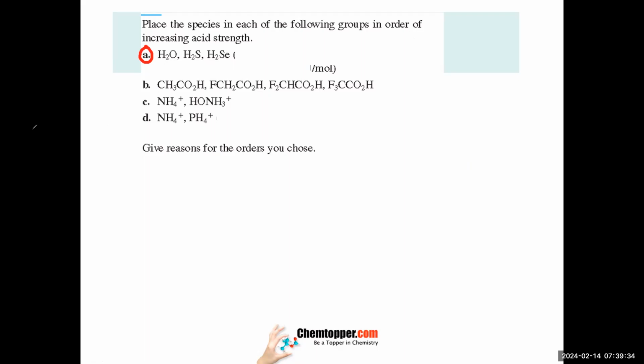They are non-oxoacids. So are they in the same period or group? They are in the same group. Oxygen, sulfur, selenium. In the group, what are you going to compare? The size. So which one is the strongest acid? H2Se. So that's the order. H2Se is a stronger acid than H2S, which is a stronger acid than H2O, right?